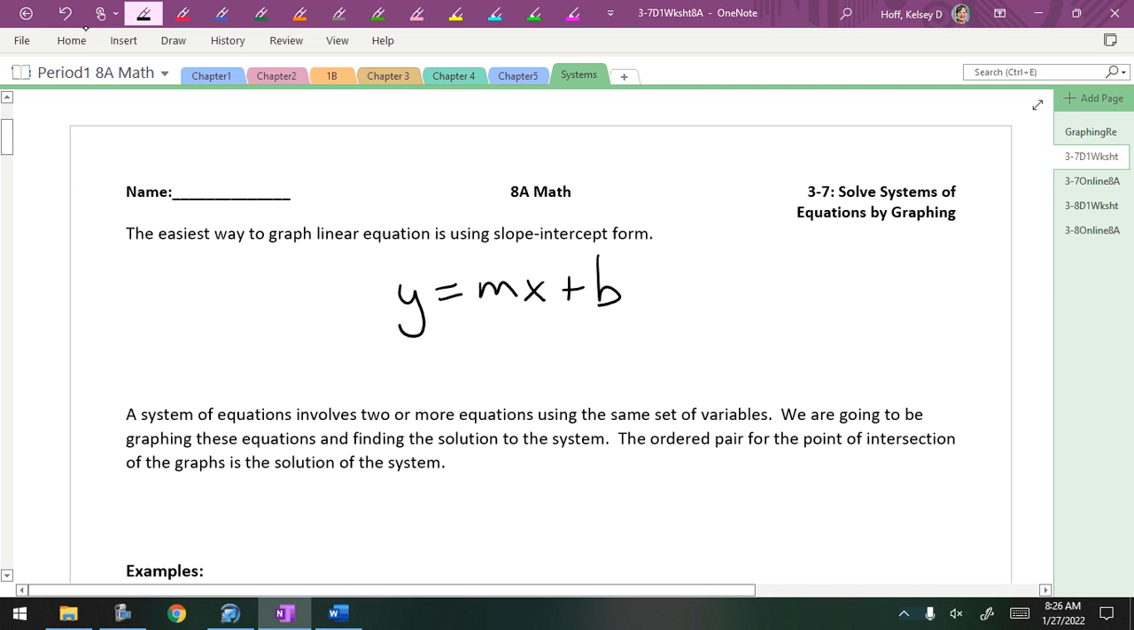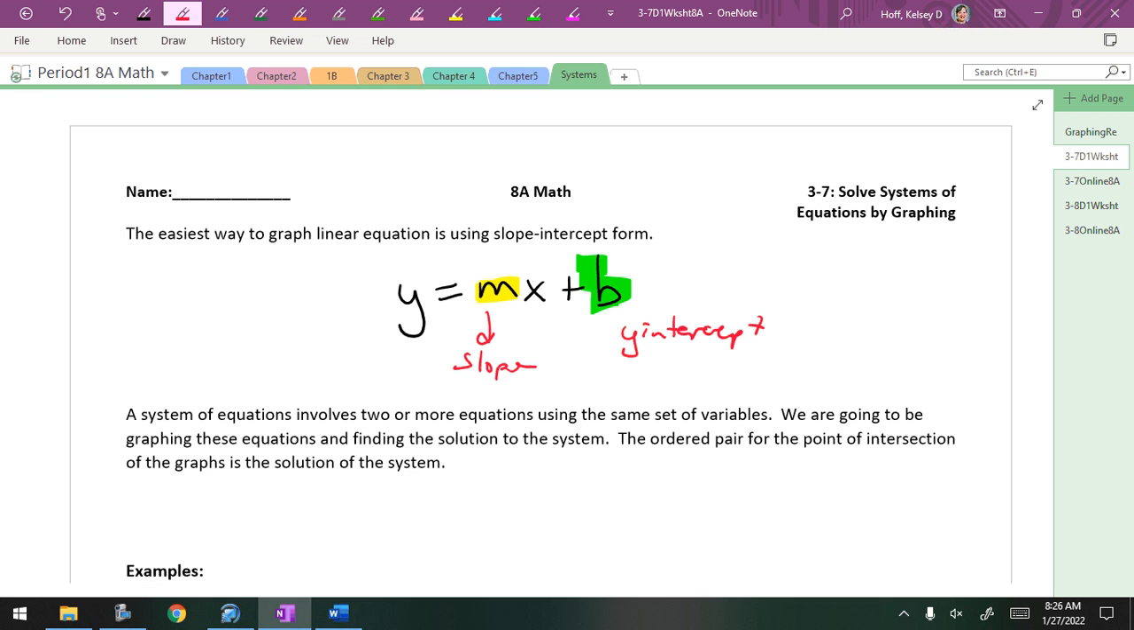Way to graph y equals mx plus b, y has to be by itself. Then yesterday we learned m, or the number in front of x, is your slope, and b is your y-intercept. Okay? M is your slope, b is your y-intercept. So yesterday it was just graphing one line on the graph.